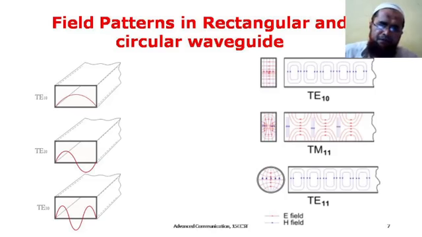1 represents one wave. In horizontal, zero represents no energy, no wave exists in the vertical direction. Similarly, TE20: in horizontal we have two complete cycles, which is nothing but two waves. So we have two waves, that's why we use the number 2. 0 represents no energy in vertical direction.